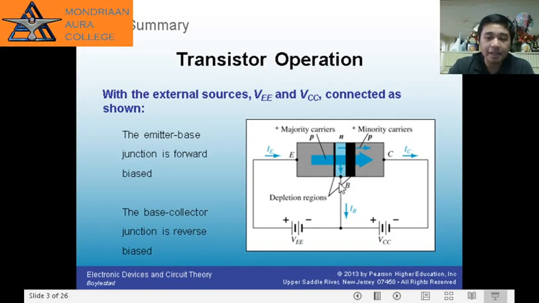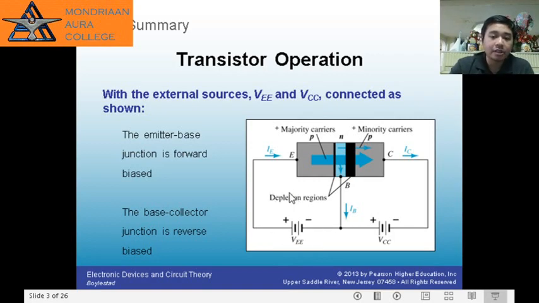Remember that the base emitter should be forward biased. So let's check again. Positive to P-type and then negative to N-type. Pasok. And then the base collector junction should be reverse biased. We have positive to N-type and then negative to P-type. So pasok pa rin doon sa ating biasing. Alright. Take note class, no?